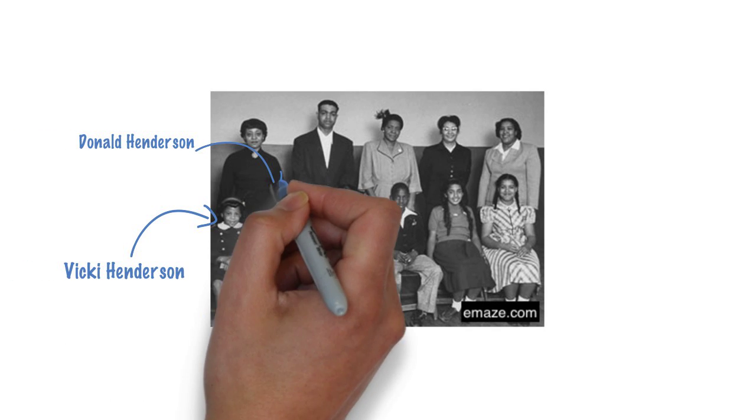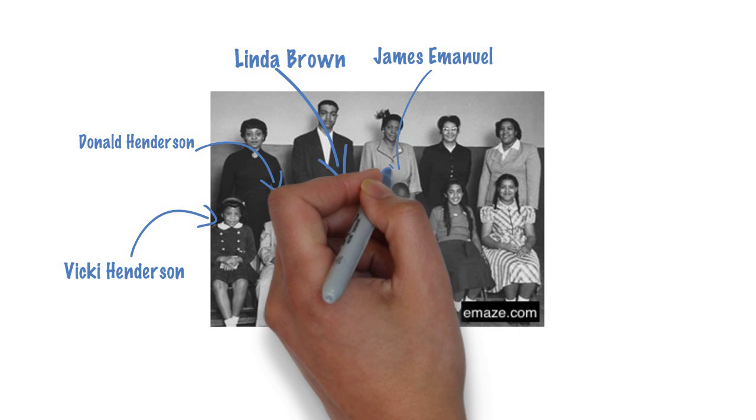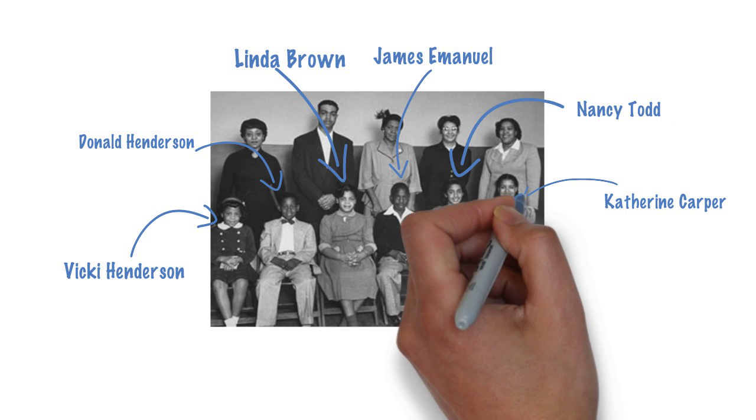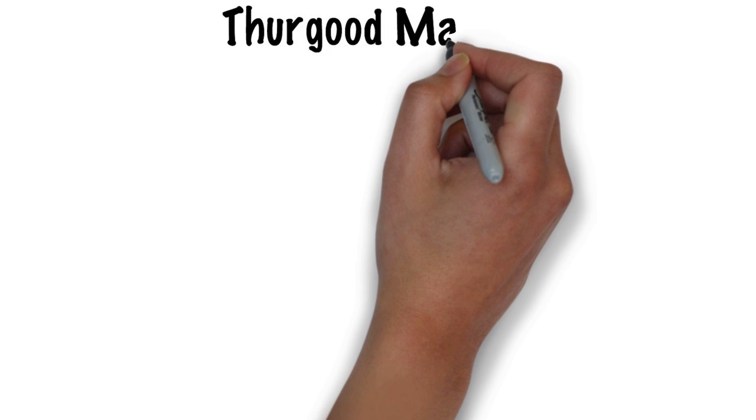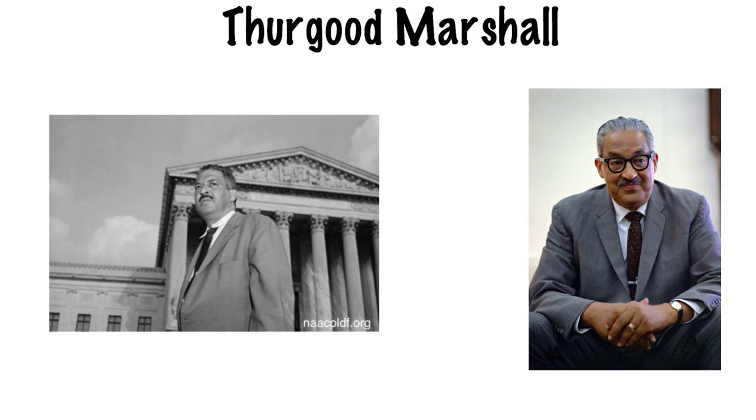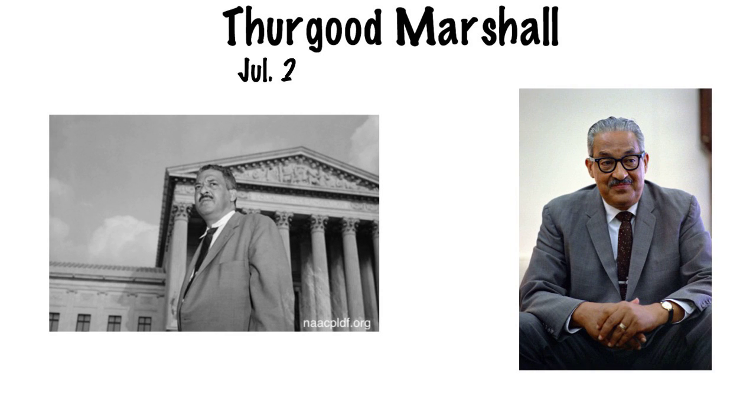But the court made clear that it was examining the effect of segregation on public education, not just the tangibles. The children were Vicki Henderson, Donald Henderson, Linda Brown, James Emanuel, Nancy Todd, and Catherine Carper. Thurgood Marshall was instrumental in the case, arguing on behalf of a number of the plaintiffs before the Supreme Court. He later became the first African American Supreme Court justice in U.S. history.